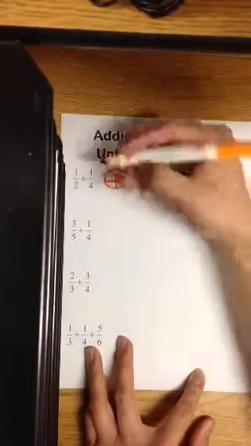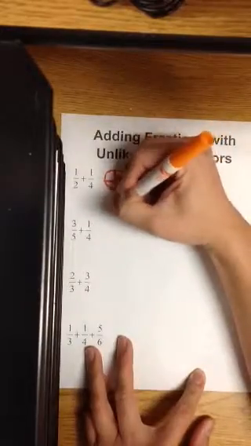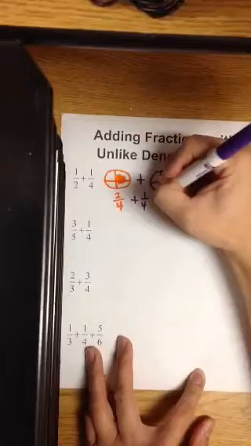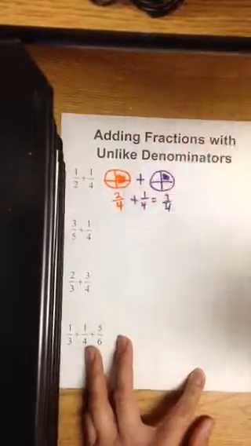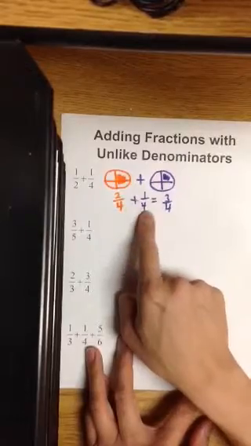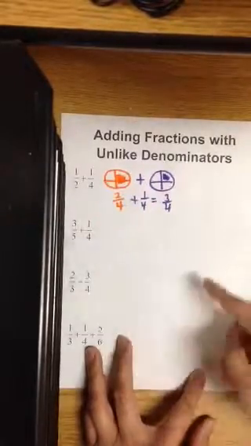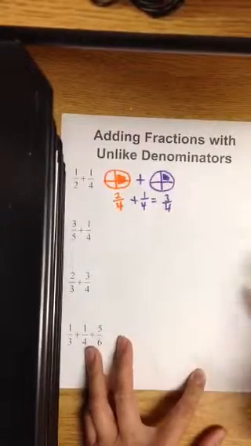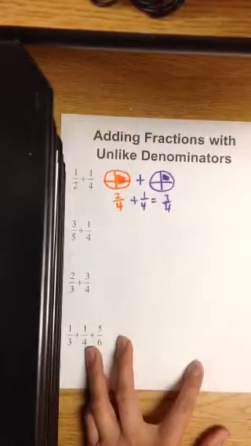Wait, isn't 1/2 the same thing as 2/4? So 2/4 plus 1/4 adds up to 3/4. So as you see, we found the common denominator. So 2 and 4 have a common denominator of 4. But what happens if you don't want to draw pictures? So let's try to do it without pictures.